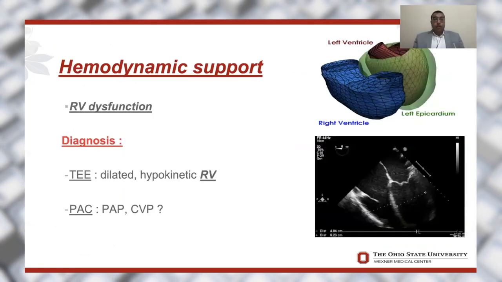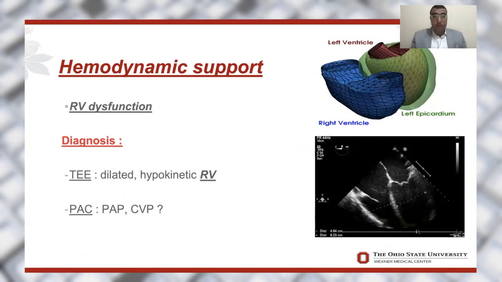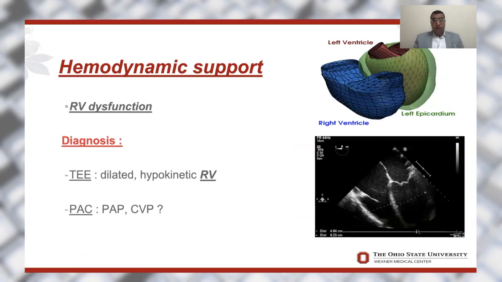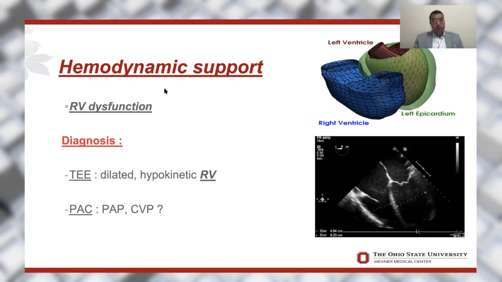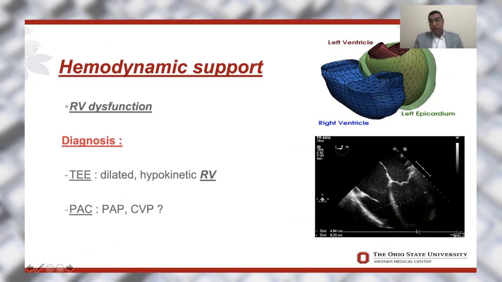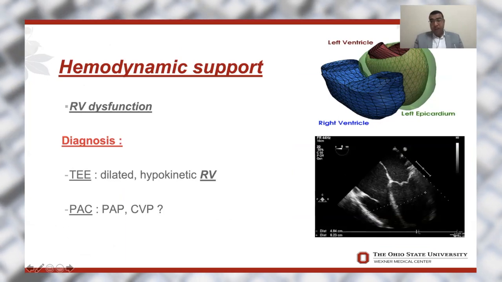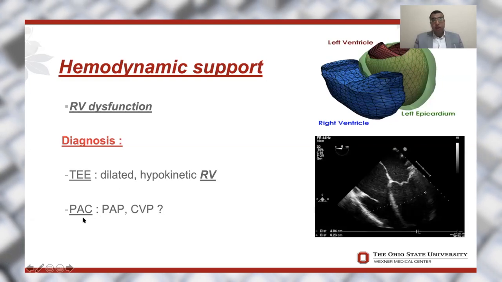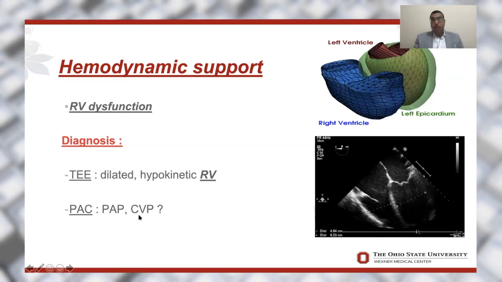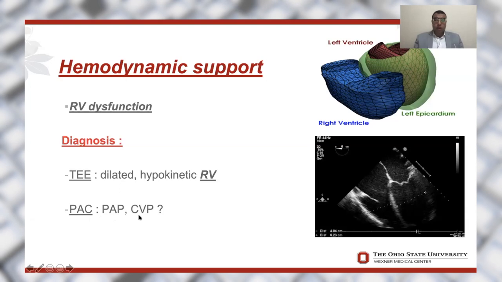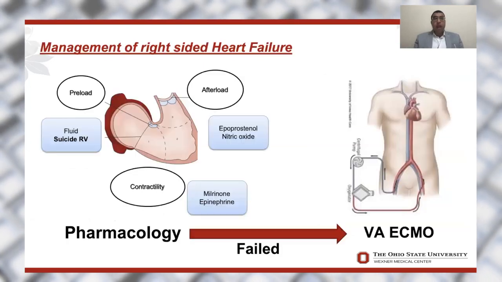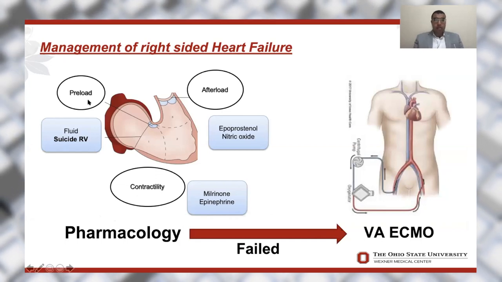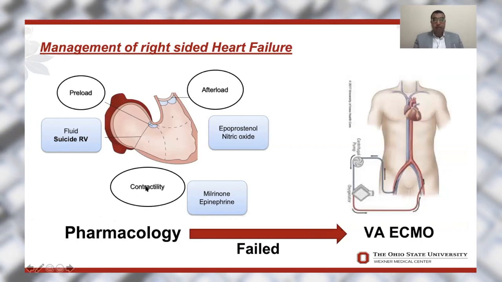The most important slide is about the hemodynamic support. Always watch the RV. How do you diagnose RV dysfunction? By using transesophageal echo. You can see if it's dilated. You know, this is the normal relation between the LV and the RV. If it's hypokinetic, you can go for the Swan-Ganz to tell you about the pulmonary artery pressure and the intravenous pressure. All of this will tell you about the RV dysfunction. How could you manage the RV dysfunction? By decreasing the preload, decreasing the afterload, and enhancing the contractility.